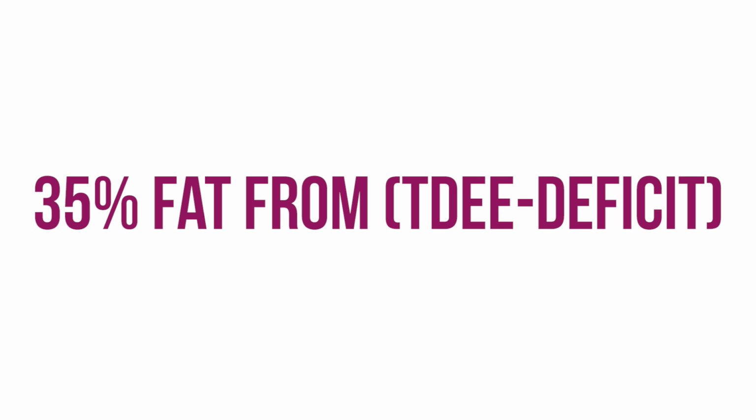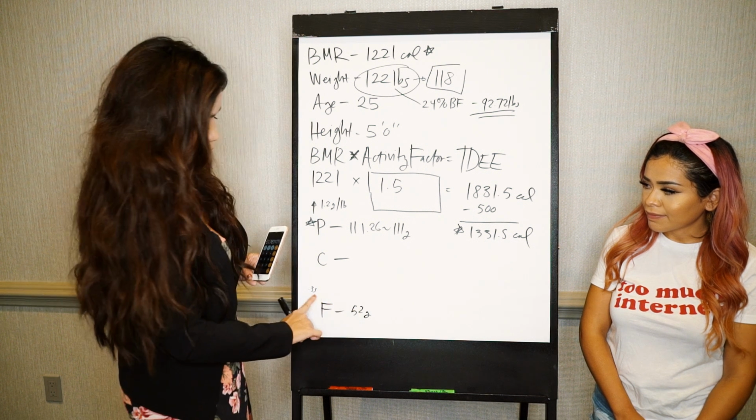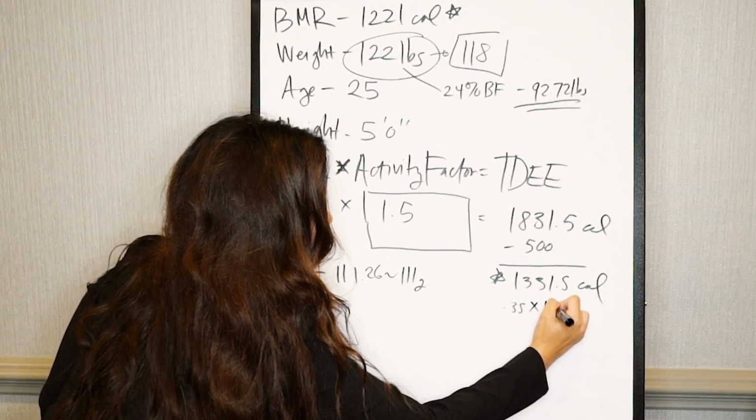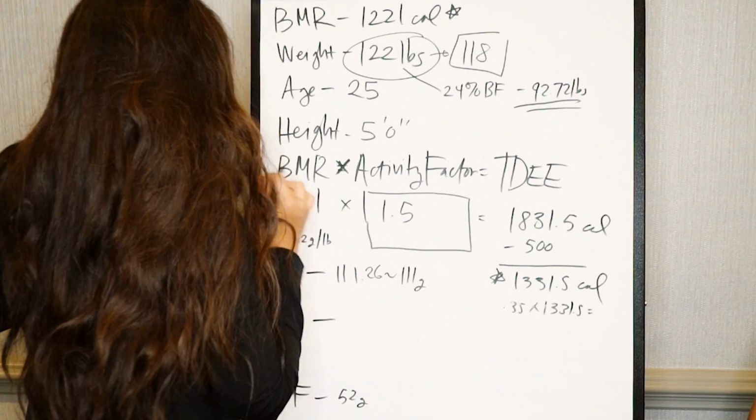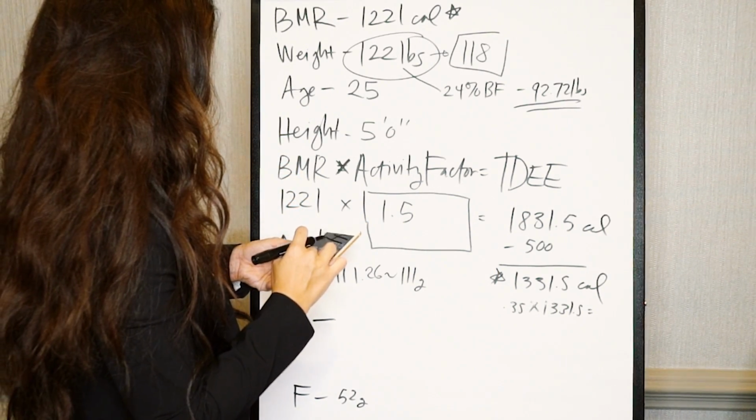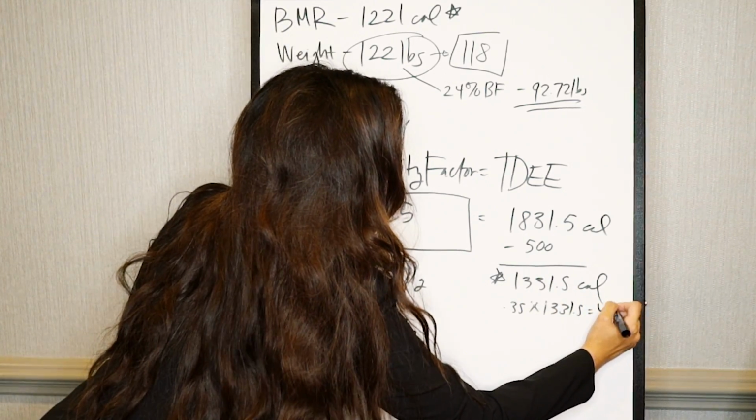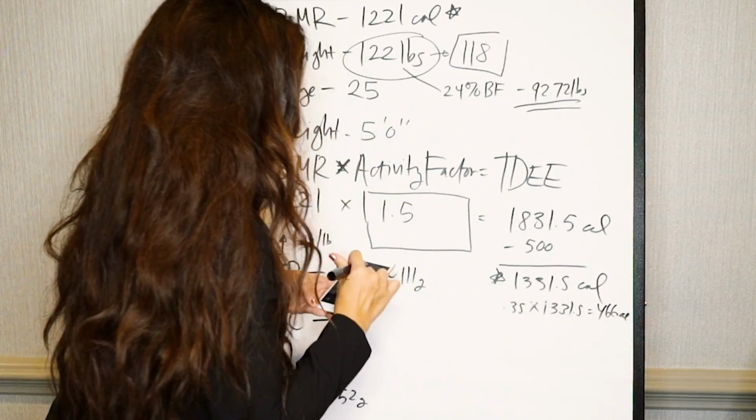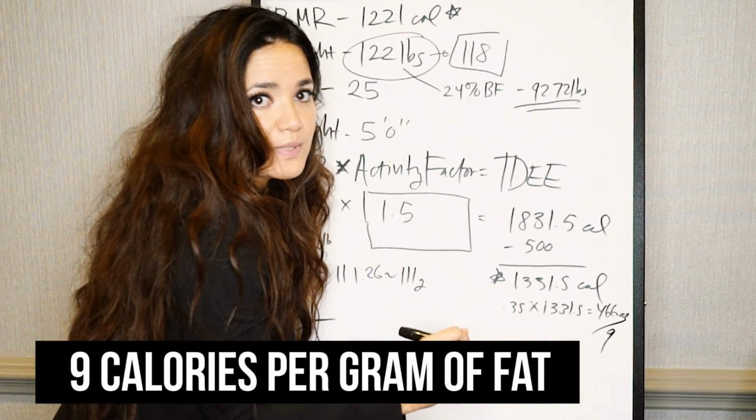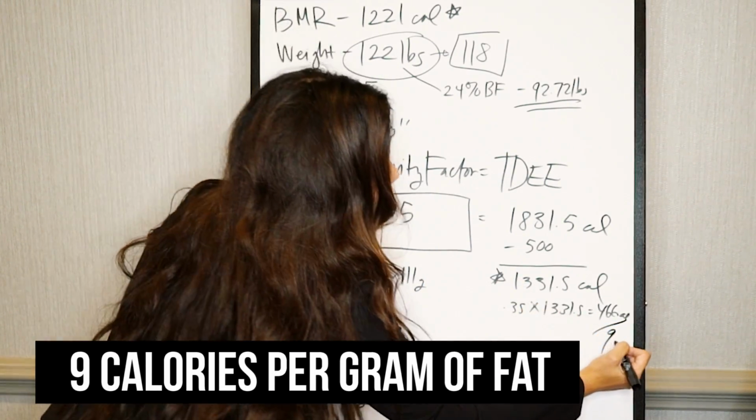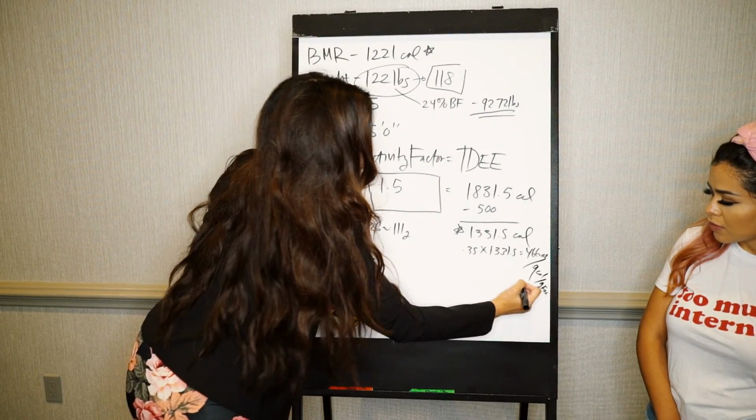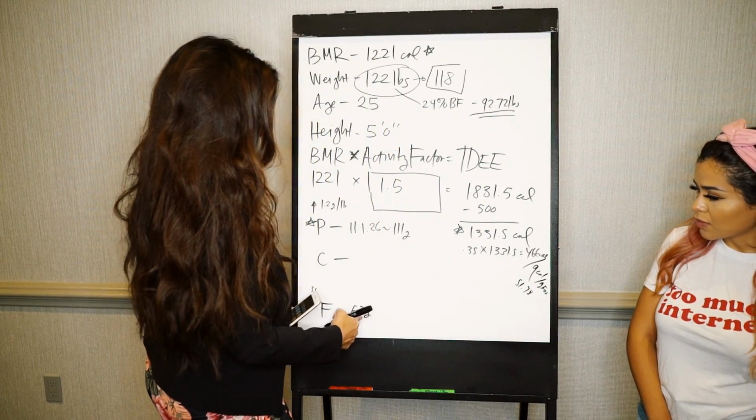So I'm coming up with 52 grams of fat, and the way I got that is I took 0.35 times 1331.5, and just so you guys can see how I got it, 0.35 times 1331.5. That gave me 466. That's 466 calories. I take that and divide it by 9. We're dividing it by 9 because there are 9 calories per gram of fat. So from there, I came up with 51.78. I rounded it up to 52.